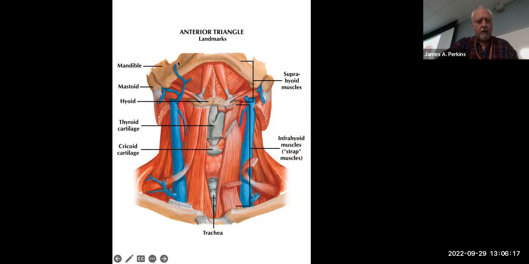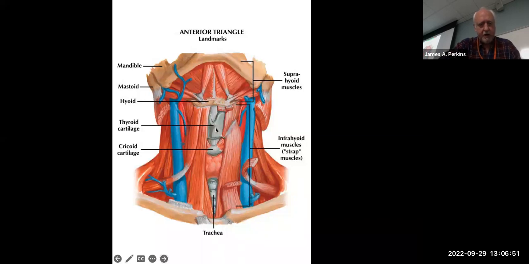Some of the bony and cartilaginous landmarks include, of course, the mandible, and the mastoid process that sits right behind the ear. That's the insertion point for sternocleidomastoid, which is cut on both sides of this figure. There's the cut end of sternocleidomastoid, and here it is again on the left side of our patient. The hyoid bone is kind of hard to see in the cadaver, but you can feel it. It's where a lot of these muscles converge. A lot of them have their attachment on that hyoid bone.